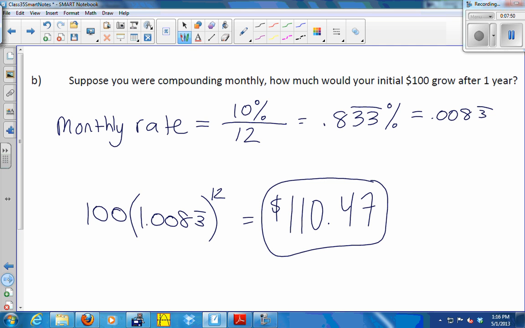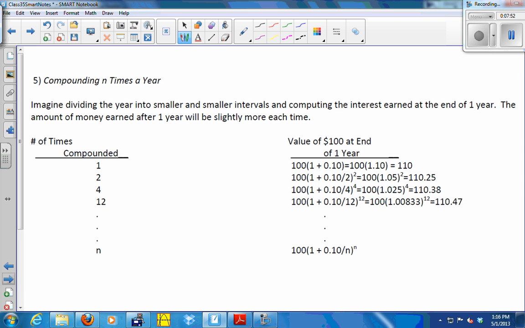Okay, so there's monthly. So these are all the calculations we've already done. We compounded once, twice, 4 times, and 12 times per year. We earn a little bit more each time. So we went up by 25 cents, then 13 cents, then 9 cents. So each time we compound more, we make a little bit more money, but the amount we're gaining gets smaller and smaller.